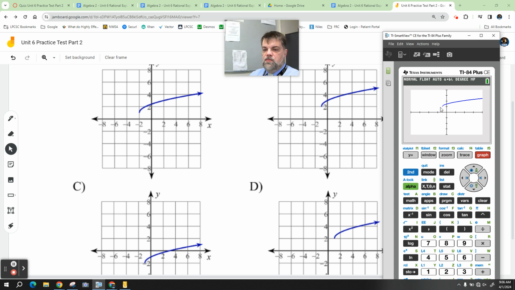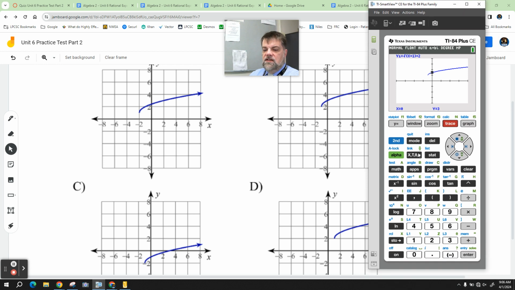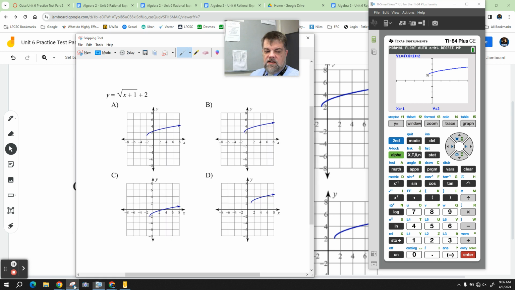It looks like this point right here is 1, 2. You guys see that? I could hit trace and then enter in 1 for x. Or I'm sorry, -1 is what I meant to do. So -1, 2. I misspoke. -1, 2. And that one looks like, so let me take a snapshot of that.